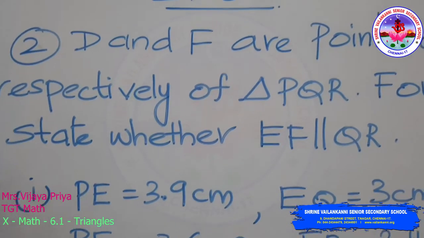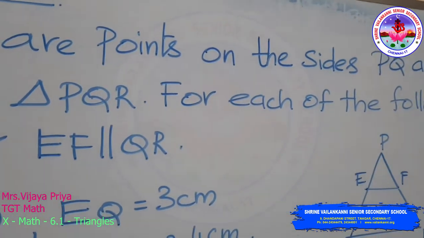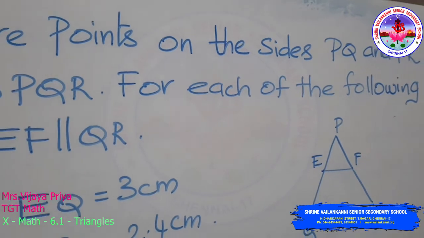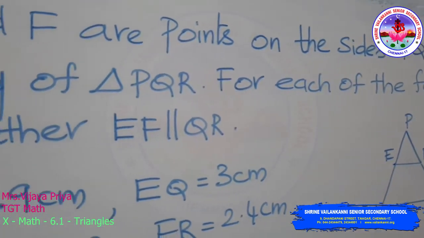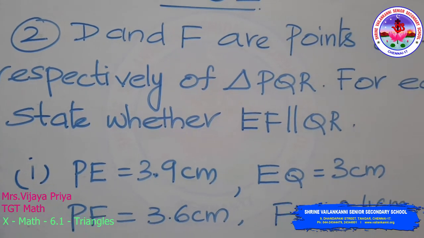Second problem. D and E are points on the sides PQ and PR of triangle PQR. For each of the following cases, state whether DE is parallel to QR.